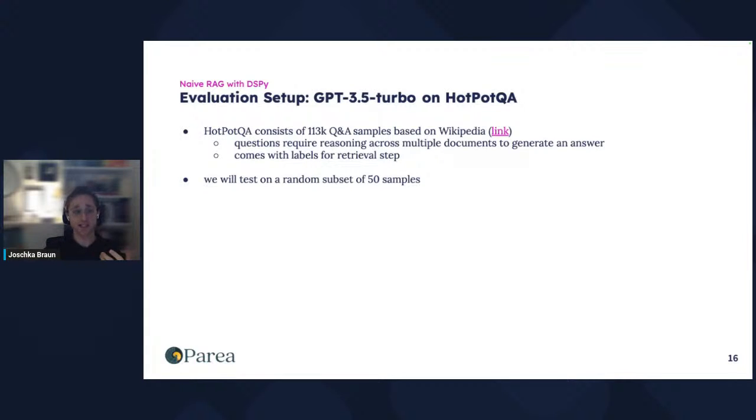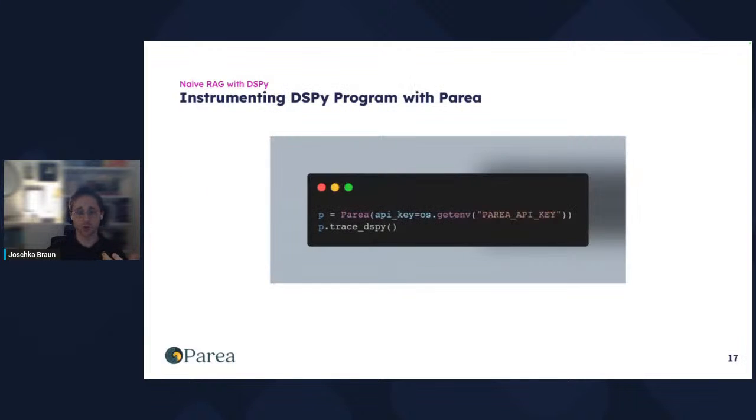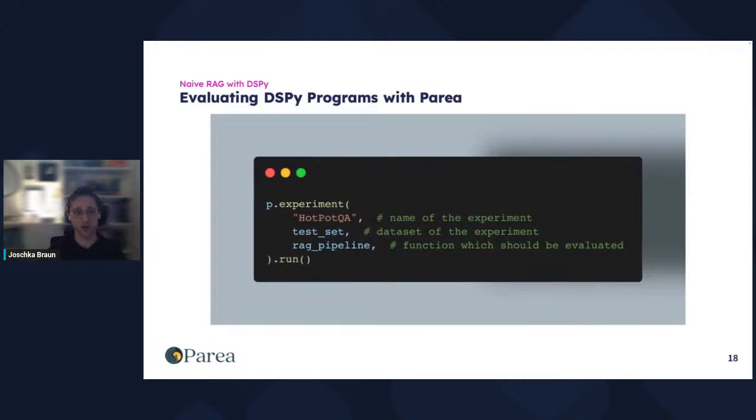And to evaluate that, we will use Parea. For that, we first need to instrument our DSPy program with Parea, which just amounts to those 2 lines. And this will give us visibility into what happens at every step of our RAG pipeline. So what goes into the retrieval step, what gets fetched, which context gets fetched, and how the answer actually gets generated.